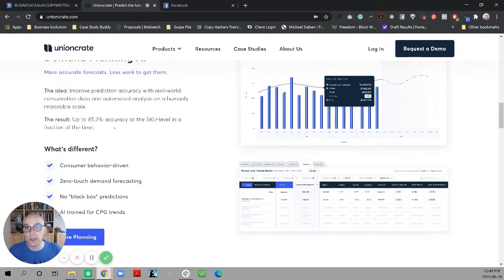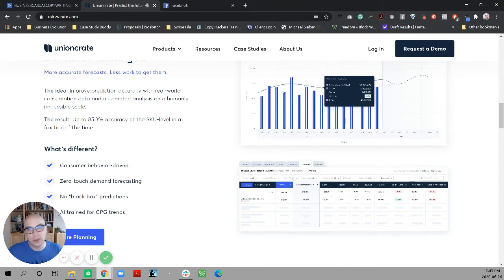We have this kind of storytelling format that is a little bit interesting, a little bit different. A lot of companies here would just rattle off the benefits or say what this is. We decided to put it in a little bit of a storytelling format. So the idea: improve prediction accuracy with real-world human consumption data and automated analysis on a humanly impossible scale. The result: up to 85.3% accuracy at the SKU level in a fraction of the time.